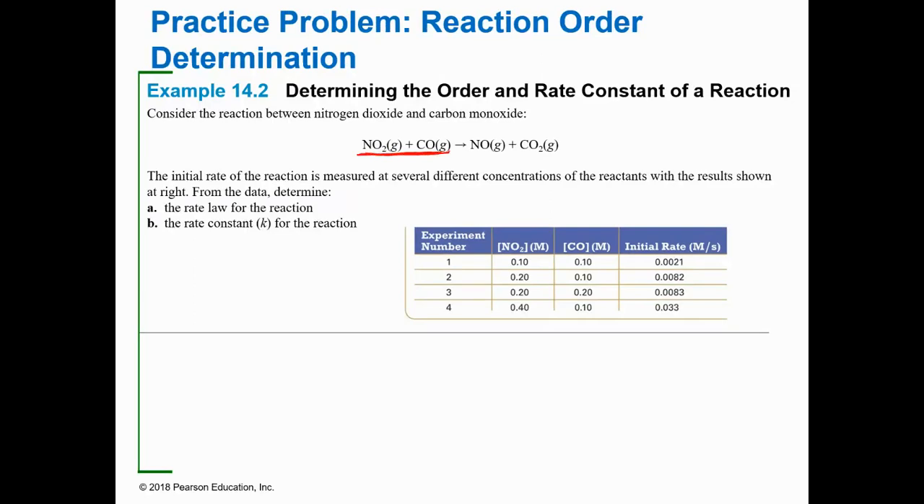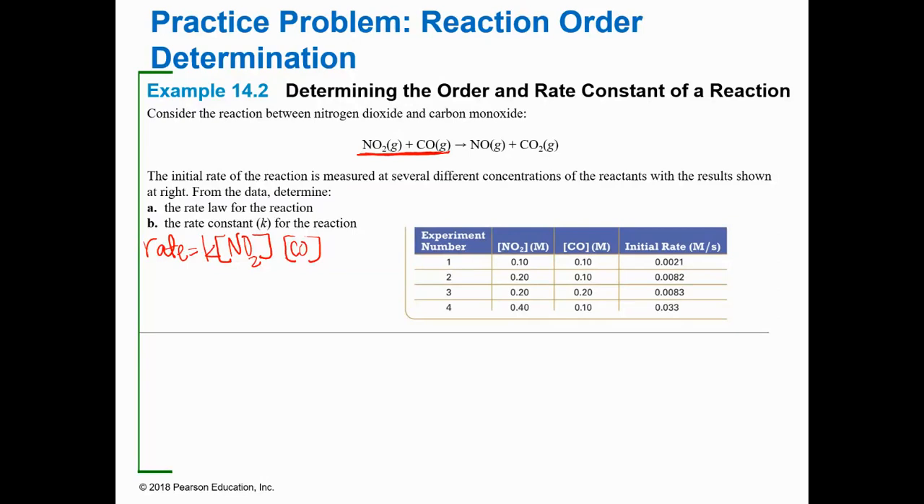Okay, so first, I'm going to write the basic rate law. You should always do this first. Rate is equal to k, and then we've got our 2 reactants, NO2 and CO. I need to leave room for our exponents to go into that rate law.